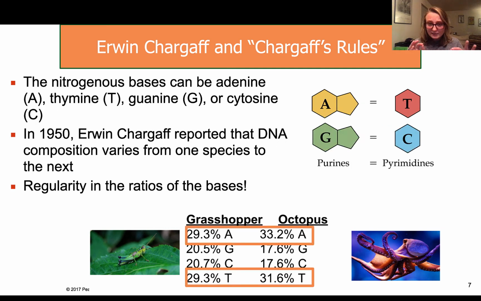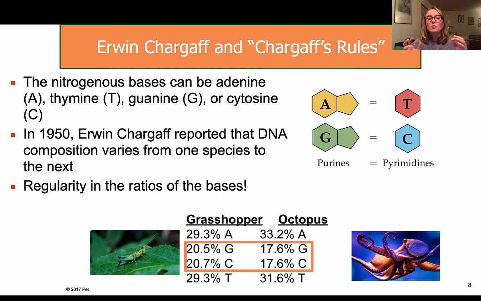He also realized that there is some regularity in these ratios, no matter what species you're looking at, animals, plants, and bacteria alike, these same ratios appeared. So he noticed, for example, that roughly the same amounts of adenine and thymine existed within every genome, and roughly the same amounts of guanine and cytosine existed between all genomes.